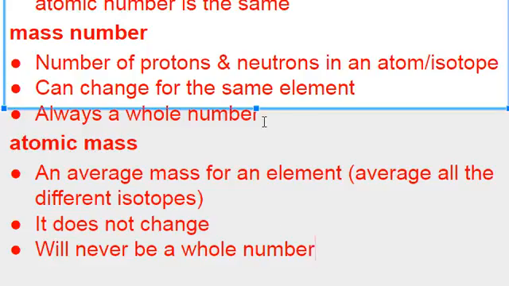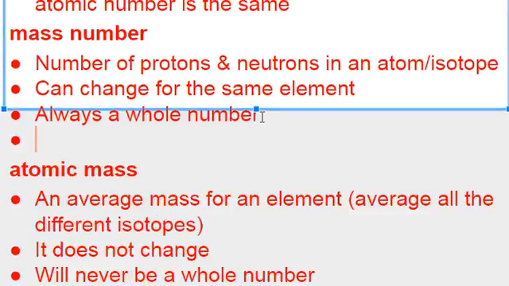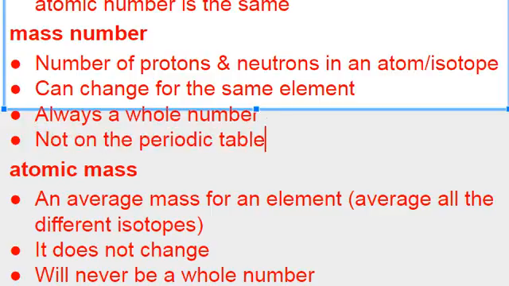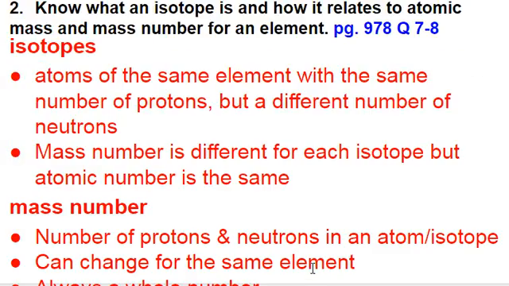Mass number is not on the periodic table. Atomic mass is on the periodic table.